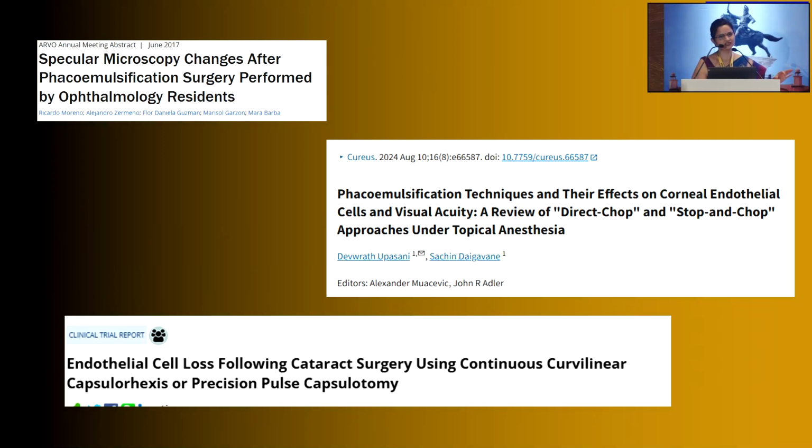A number of studies have been done trying to correlate how much endothelial cell loss happens during a routine uneventful cataract surgery. Starting from what the residents are performing, that is 20% endothelial cell loss during surgery, to enhancing chopping techniques, that is evolution from stop and chop to direct chop, and also to being used by a senior surgeon, wherein the senior surgeon understands which technique is best for which grade of cataract. So all these studies have been published, and we know that a particular level of endothelial cell loss, anything between 5 and 15%, is fine.